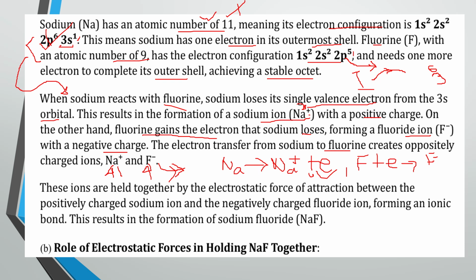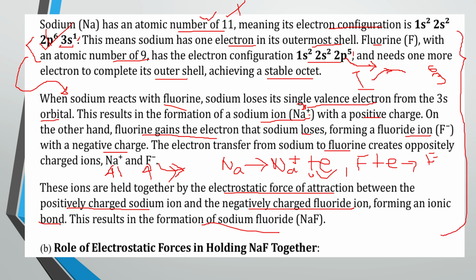So I make a conclusion that these ions are going to be held together by electrostatic forces of attraction, simply because the bond that's going to be formed is between oppositely charged ions. Like we said, electrostatic forces of attraction are those forces of attraction that exist between ions of different charges, positive and negative. So it's going to be between the positively charged sodium ion and the negatively charged fluoride ion, forming an ionic bond. Now this results in the formation of sodium fluoride. This is an elaborative essay of how you can present your answer.